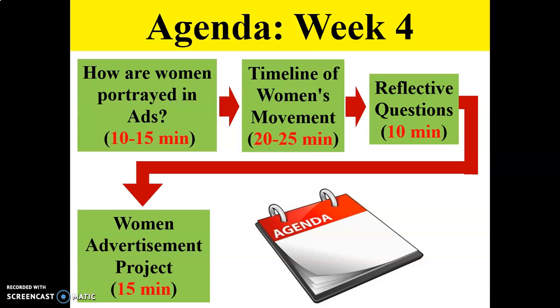It's a quick activity for the first 10-15 minutes of class. Then we're going to jump straight into some notes, a timeline, which is going to be introduced in this video, of the women's movement, all the way from the 1920s to the present time. So women throughout history in America. And then you're going to be able to answer a couple of reflective questions. And at the end, you are going to do a small project on Google Drawings, and I'll show you how that looks later on. But the women's advertisement project, that's what we're going to be working on today.